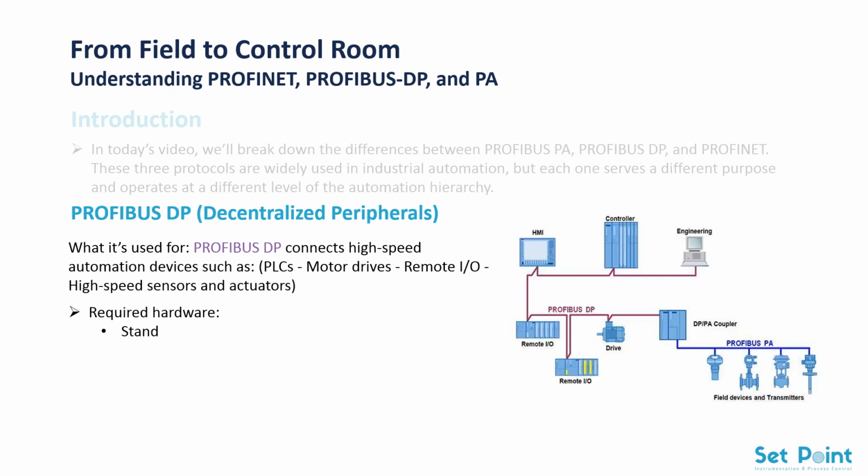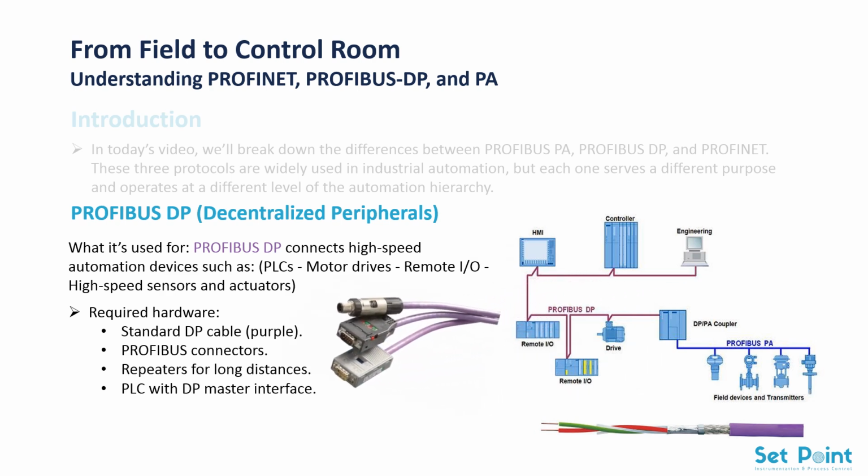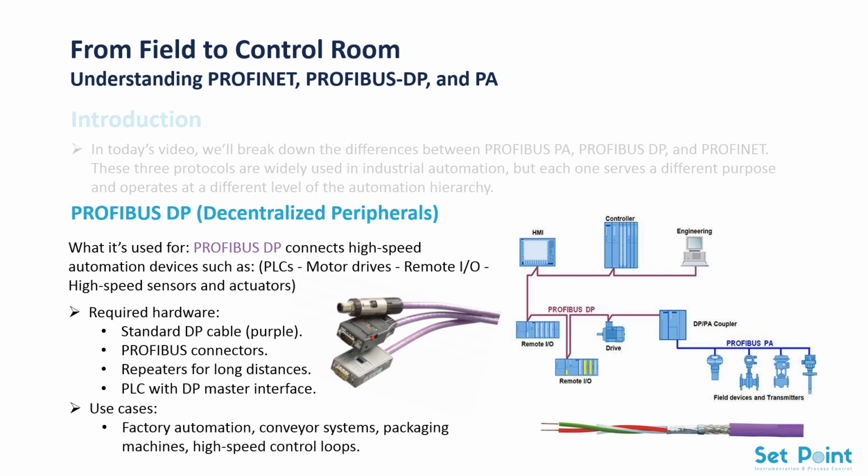Required hardware: standard DP cable, purple Profibus connectors. Repeaters for long distances. PLC with DP master interface. Use cases: factory automation, conveyor systems, packaging machines, high-speed control loops.